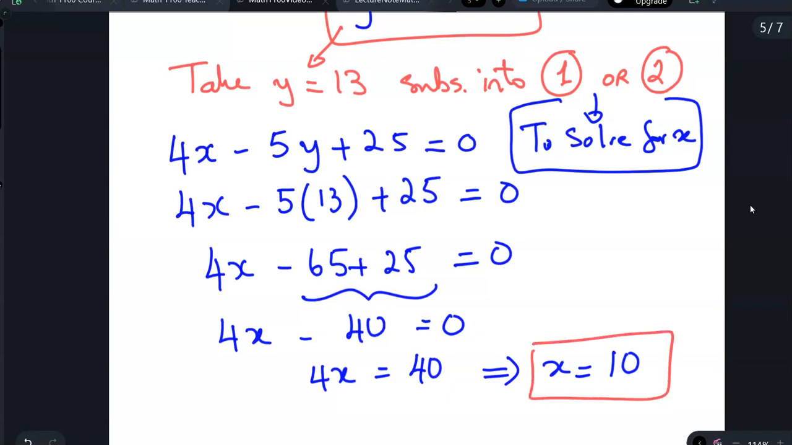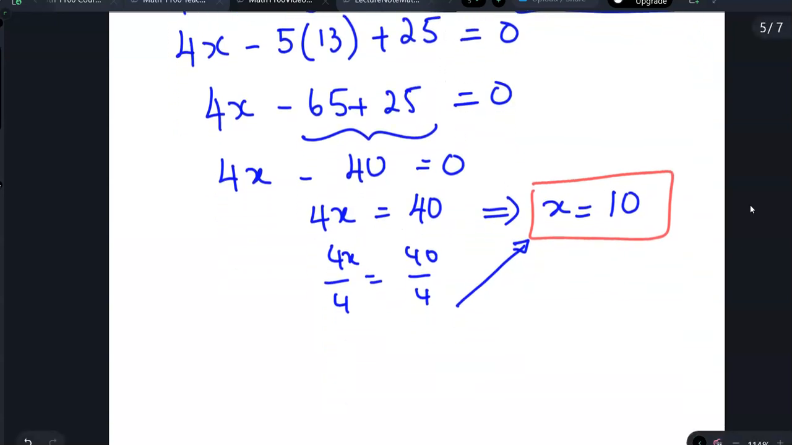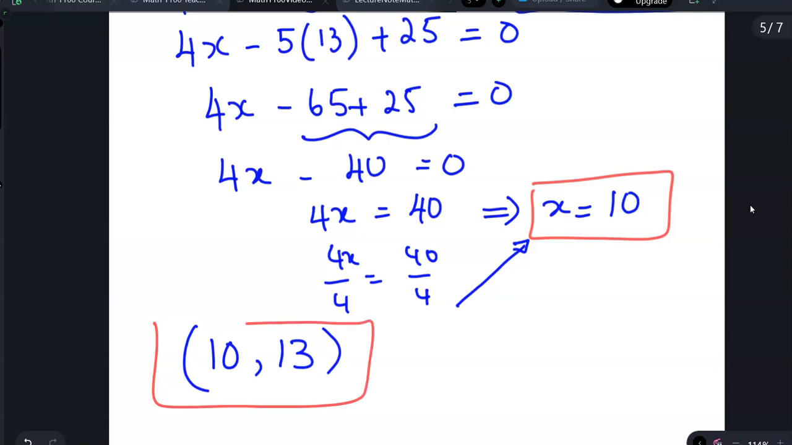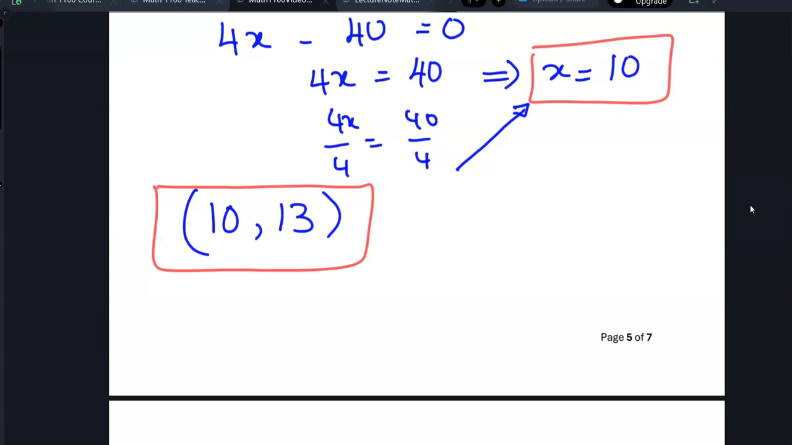4x divided by 4, 40 divided by 4. Therefore, I have x is equal to 10. So the solution that I have for this system of two equations, two unknowns, is 10 and 13, writing them as the coordinate, x and y. Okay, so the next step is we need to check, right?